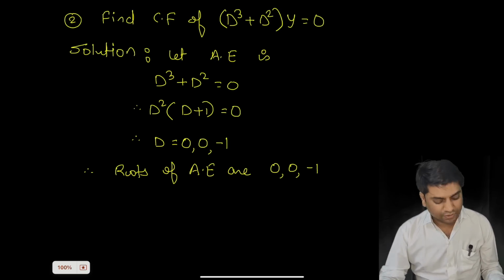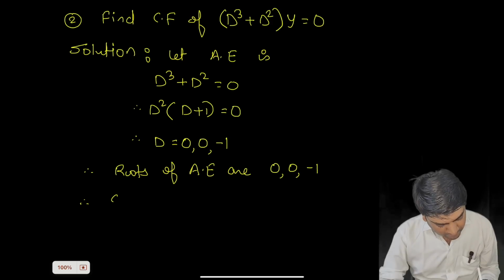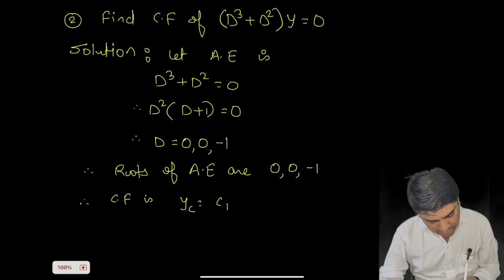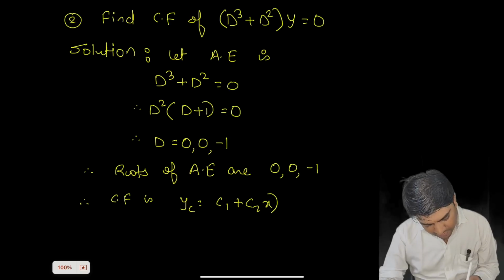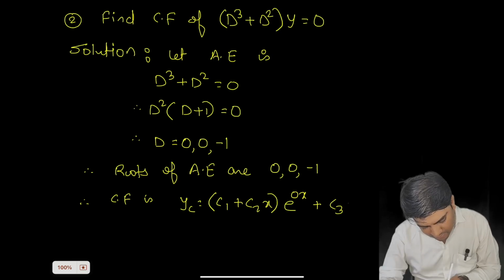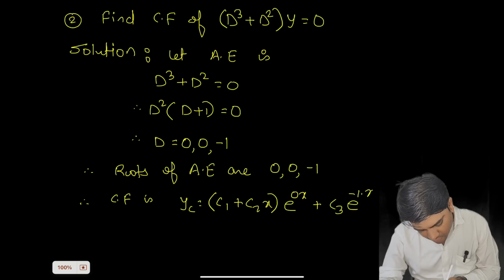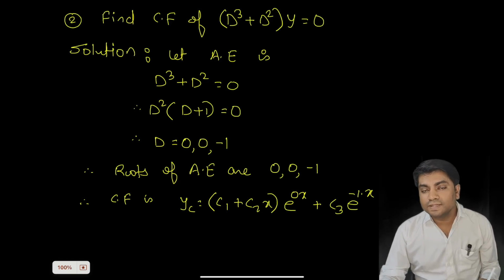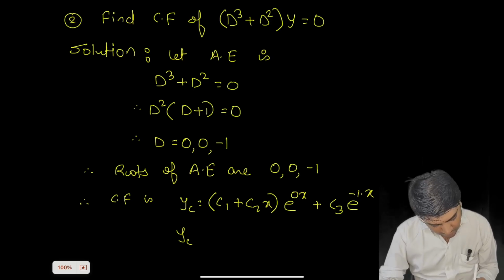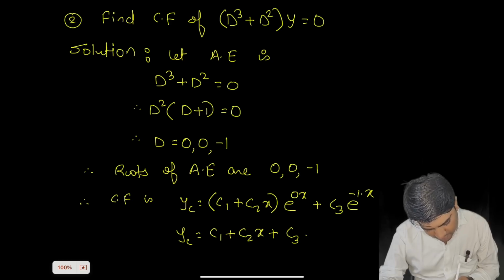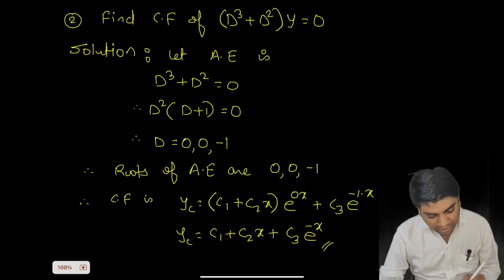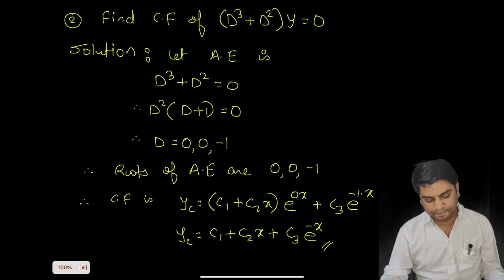Now these are repeated roots, so we can write, therefore complementary function is yc is equal to c1 plus c2x in bracket, now e raised to 0x plus c3 e raised to minus 1 into x. Now e raised to 0x means e raised to 0, and what is the value of e raised to 0? 1. So we can write here yc is equal to c1 plus c2x plus c3 e raised to minus x. So this is our complementary function.